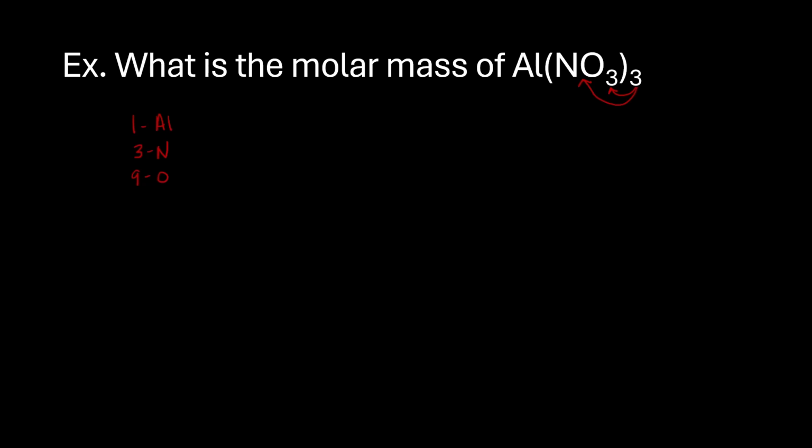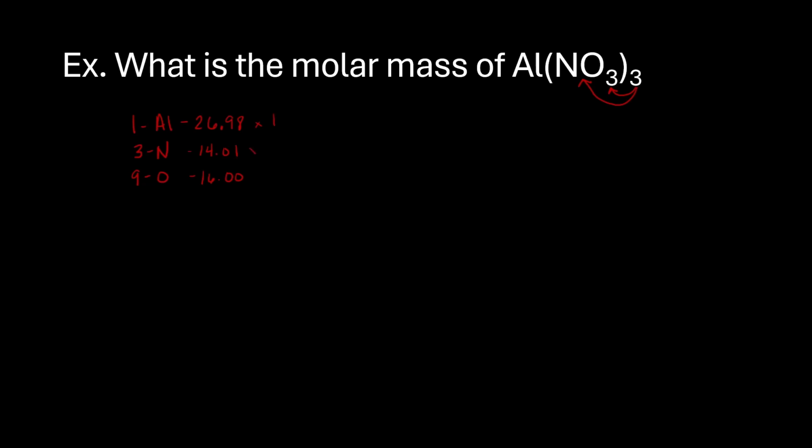So make sure you pause here if you got those wrong, to really understand how you would go about distributing the subscripts outside of the parentheses. Next step is looking at your periodic table and looking at the molar masses of each of the elements. So aluminum is 26.98, nitrogen is 14.01, and oxygen is going to be 16.00 again.